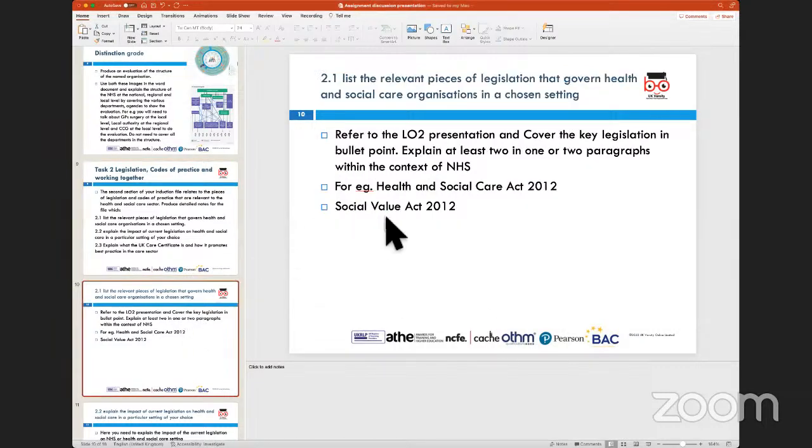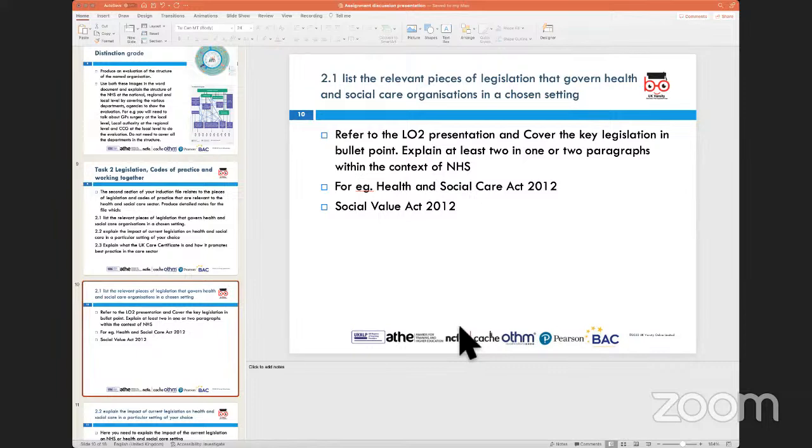And then in order to complete task 2.1, I've given some tips here that you need to refer to the Learning Outcome 2 presentation, and that has all the various acts that we have covered that can be implemented and are useful for the health and social care setup. And those are the bits that you need to cover here. So here, when it says a list, I could actually do a list like a bullet point, small paragraphs, or I could also do a table.